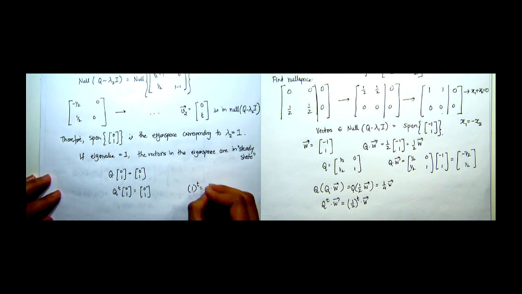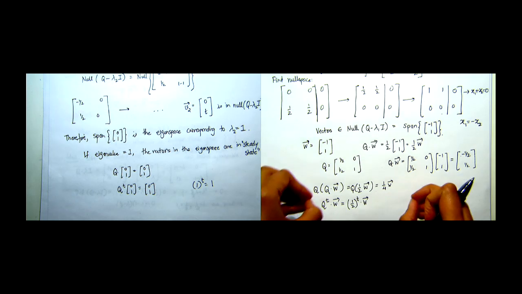Do you see how this is different from the case when lambda was equal to 1? In this case, if I take Q times 0, 1, this is equal to 0, 1. What is Q to the T times 0, 1? This is exactly equal to 0, 1, right? Here, 1 to the T is equal to 1. So this vector is not shrinking. That's why it's a steady state. This vector, on the other hand, is shrinking away. Such a state is called transient.